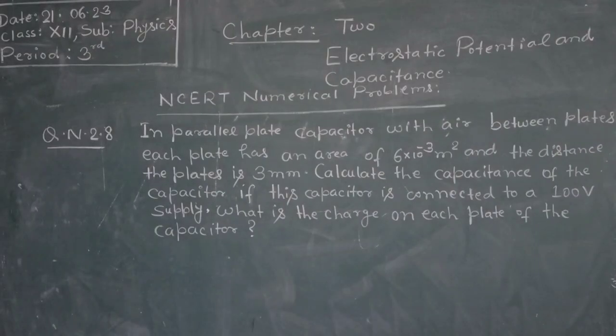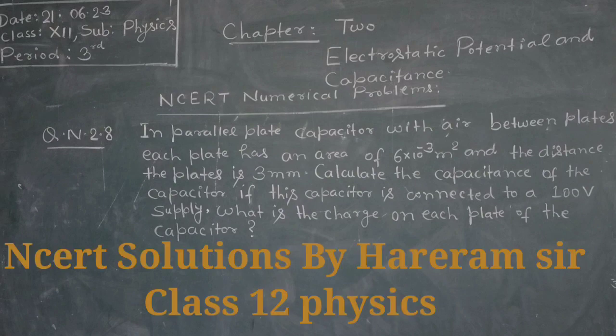Our next question is: in a parallel plate capacitor with air between plates, each plate has an area of 6 into 10 to the power minus 3 meter square and the distance between the plates is 3 mm. Calculate the capacitance of the capacitor. If this capacitor is connected to a 100 volt supply, what is the charge on each plate of the capacitor?